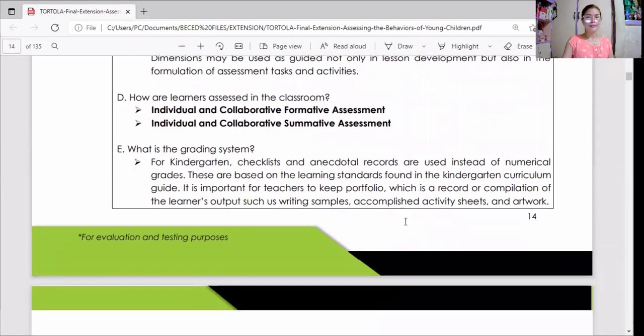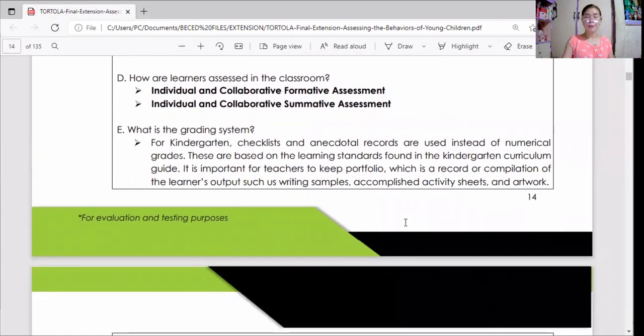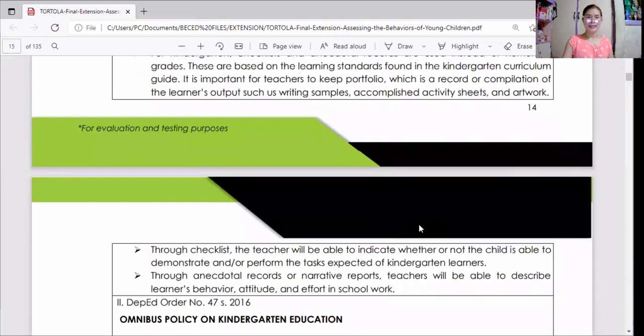Okay, they also have their portfolio where they will compile ilang tigumon ang mga activity sheets or artwork or writing samples or any learner's output that would show their improvement or their progress in learning.